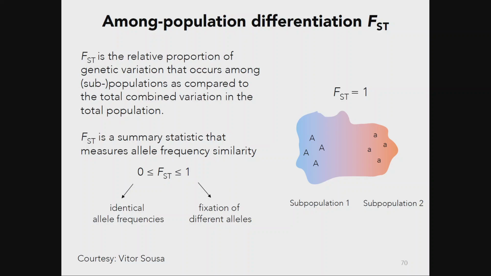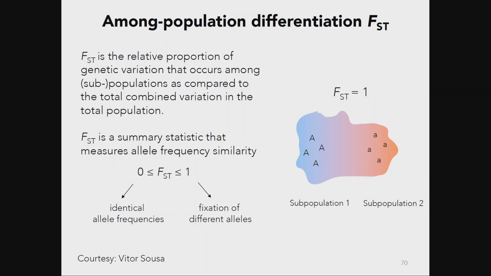For example, if I look at a single locus with two alleles, one situation could be that in this subpopulation, everyone is fixed for the capital A allele, but in this subpopulation, everyone has the little a allele. It couldn't be more different, right? This would be FST equals 1. But if they all share the same allele, there would be no genetic differentiation, and FST would be 0. So this is a measure of how genetically different things are that we can use for sequencing data.